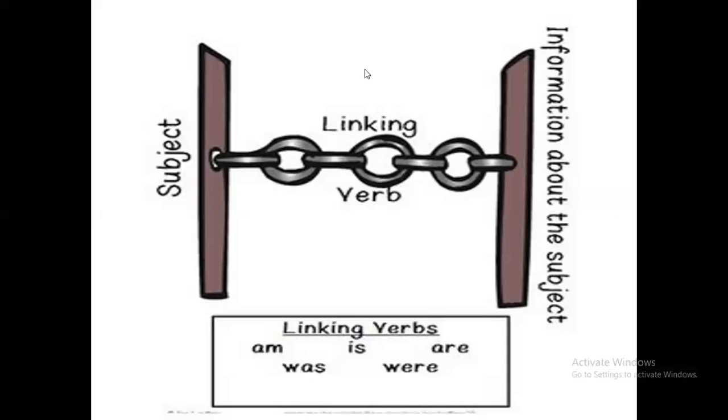Today we're going to talk about the most common linking verbs. Verb to be, we call them verb to be. So what are the verb to be? The verb to be are am, is, and are. What's the past of am and is? The past of am and is is was. The past of are is were. So here we have 5 linking verbs. Am, is, and are, they are in the present tense. What is the past of am and is? Was. What is the past of are? It's were.